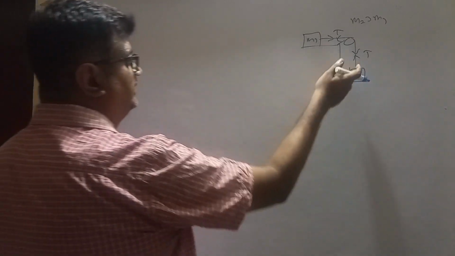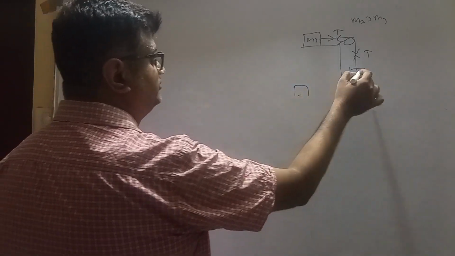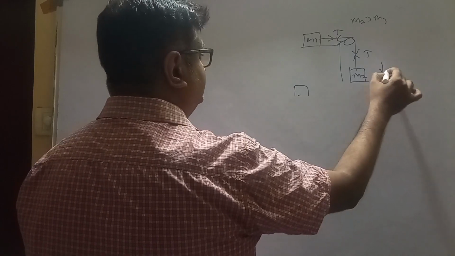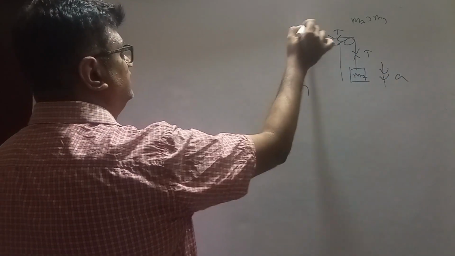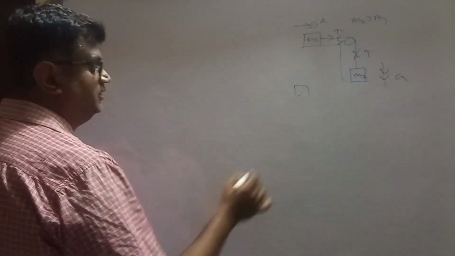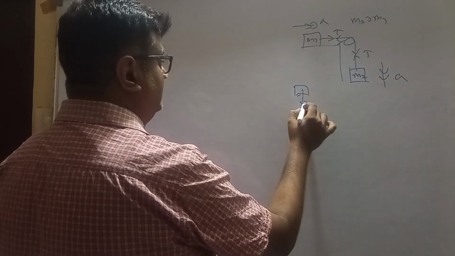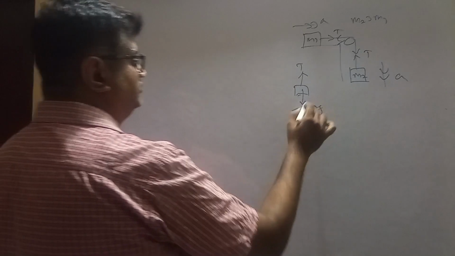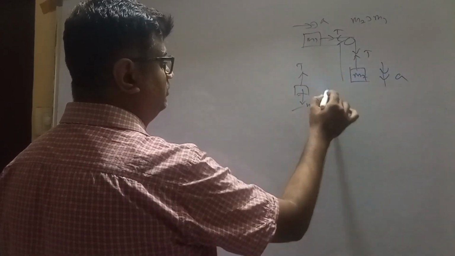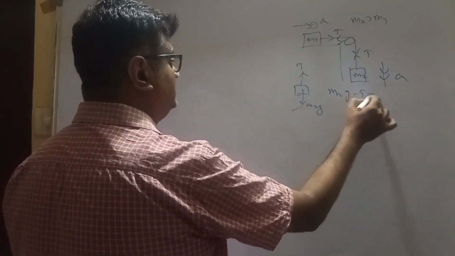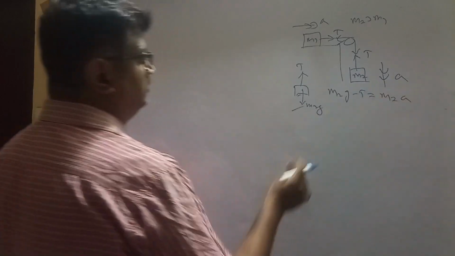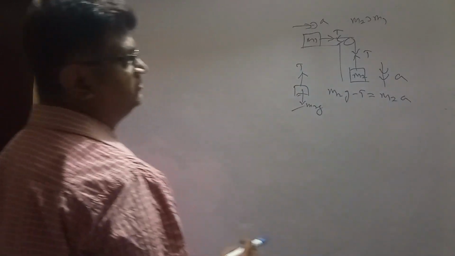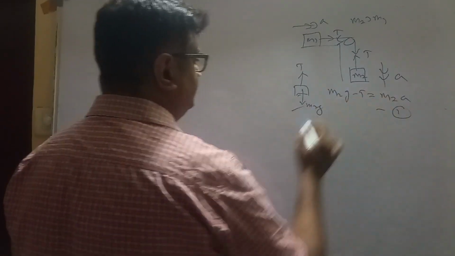So let us write the free body diagram for the first one. Because this weight you are considering more, the system will accelerate in the downward direction, this will accelerate in this direction. So let us write for this case. So m2g will be acting down, T will be acting up. So this force is more, that's why it is accelerating down. So m2g minus T is equal to m2a. Net force is equal to mass into acceleration. So this will be my equation 1.